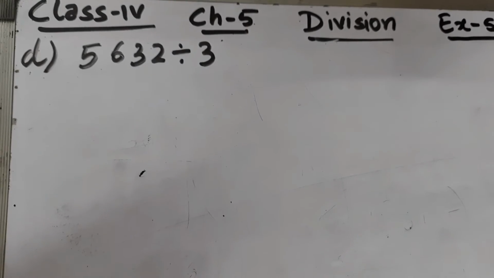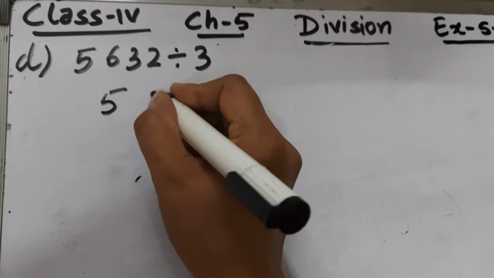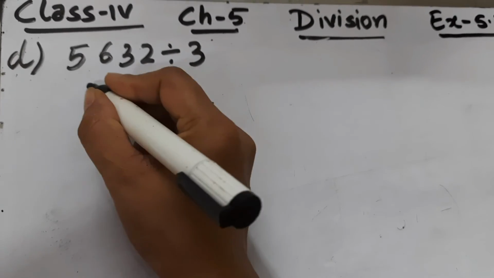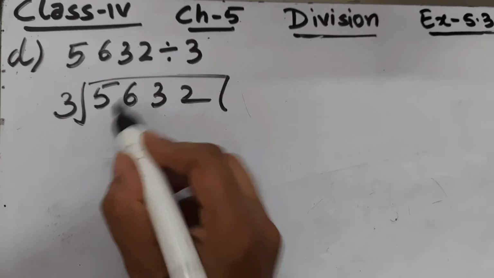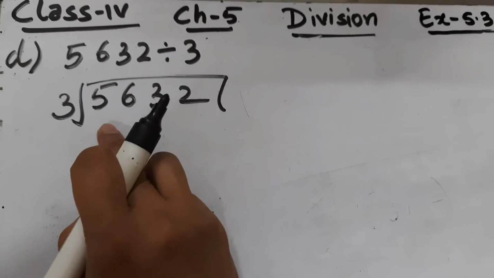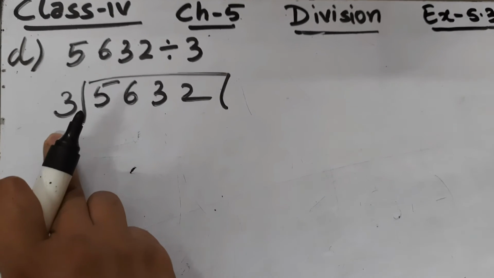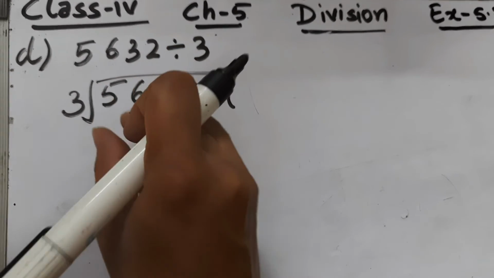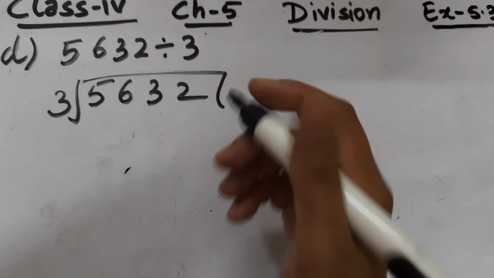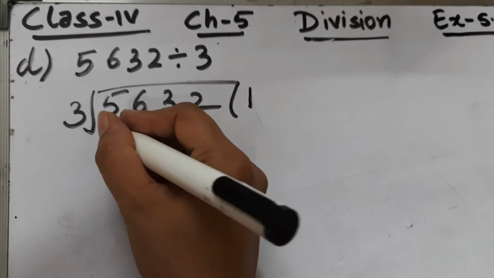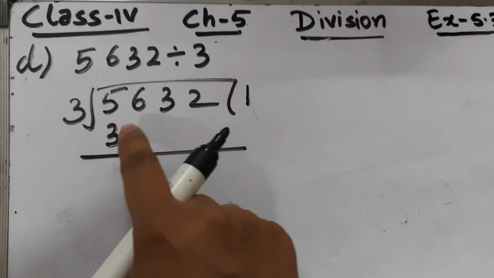Okay, D part is 5632 divided by 3. So let's start. We will start from the highest place, and here the highest place is thousands place, which has 5. Okay, does 5 come in the table of 3? No, 5 does not come in the table of 3. So we will take a number that is just smaller than 5 and comes in the table of 3. That is 3 itself. 3 1s are 3, because 3 2s are 6, which is greater than 5. So we will take 3 1s are 3.